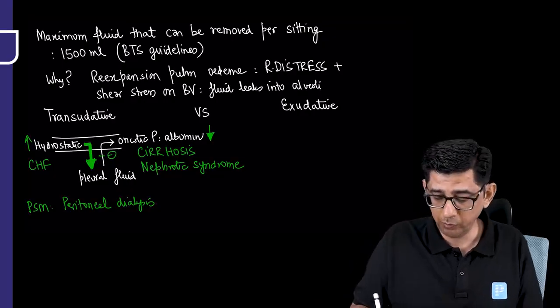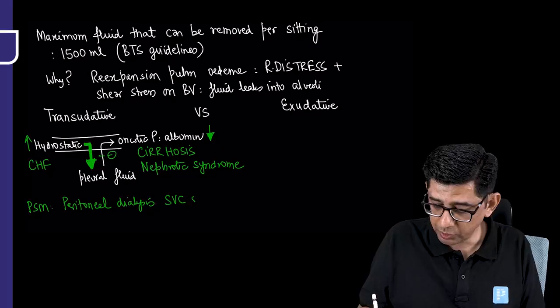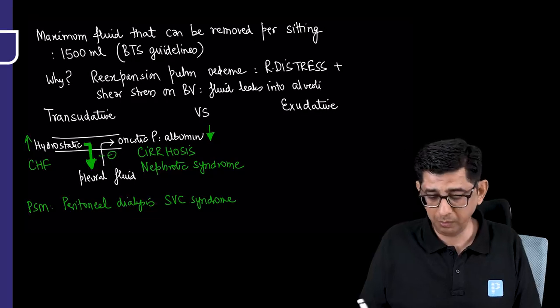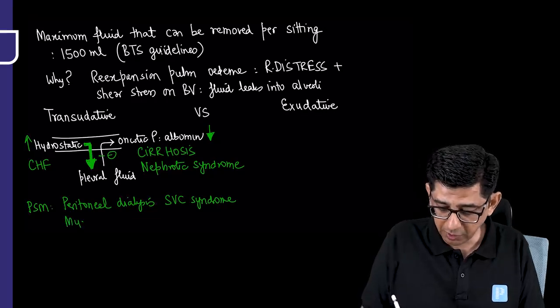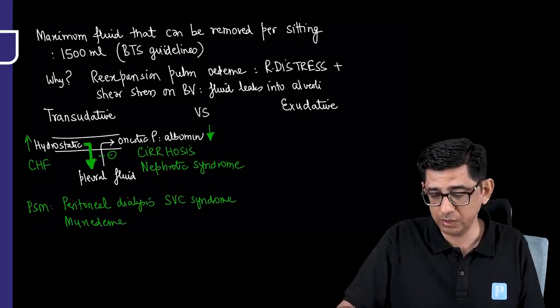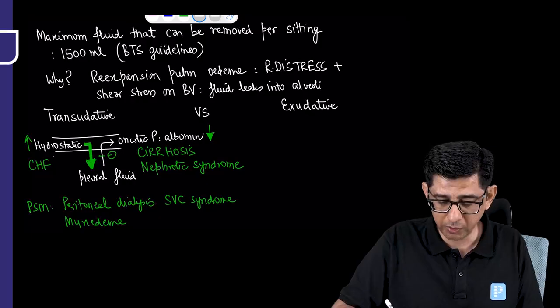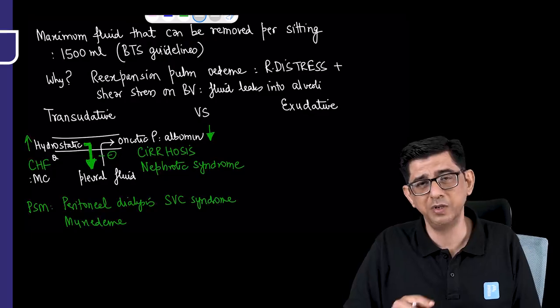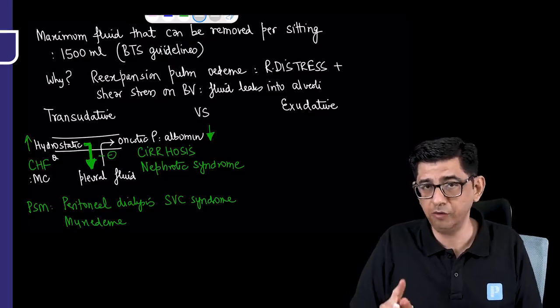The next to be remembered would be superior vena cava syndrome, which is usually seen with lung cancer. And alphabet M is to be remembered for myxedema, which is associated with hypothyroidism. A large number of MCQs will simply ask you what is the leading cause for development of transudative pleural effusion. Then your answer would be congestive heart failure, specifically left ventricular failure, LVF.